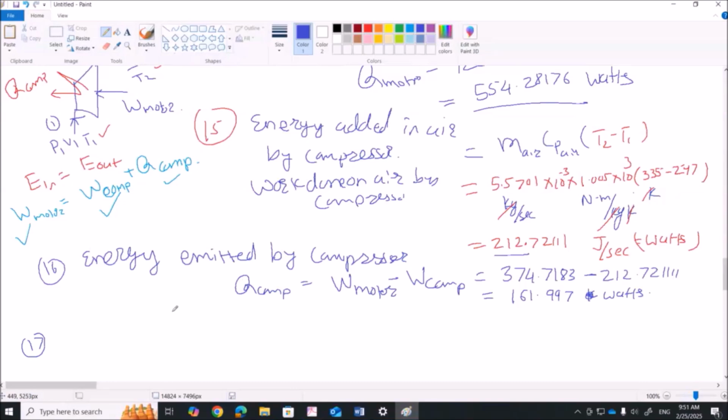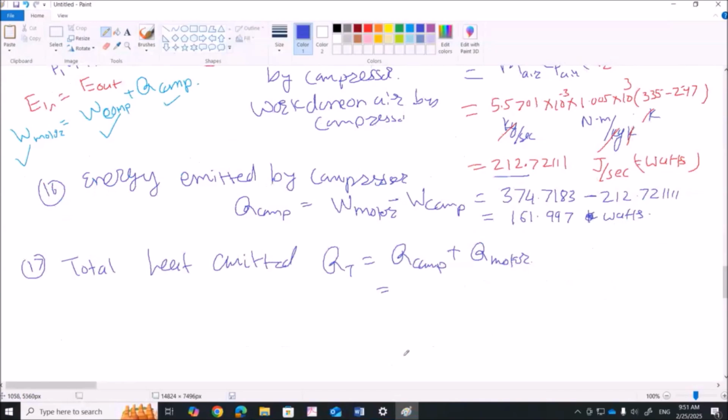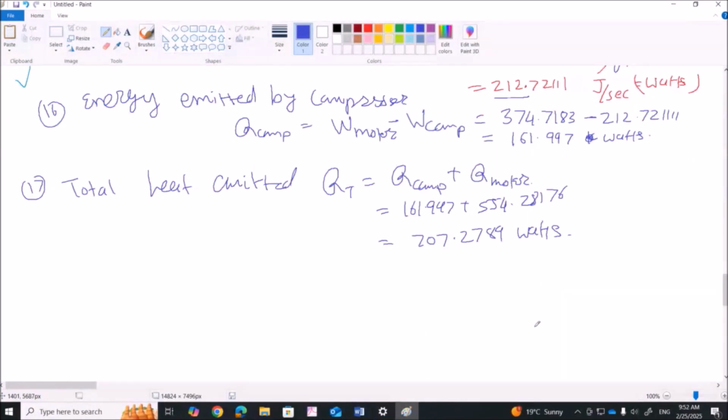Now what is the total heat emitted? I calculate total heat emitted. Total is equal to heat from compressor and from electric motor. No need to memorize. Okay, so this is not a formula, this is logic. Q compressor is 161.997 plus Q motor 554.28176. So here I will get 707.2789 watts.